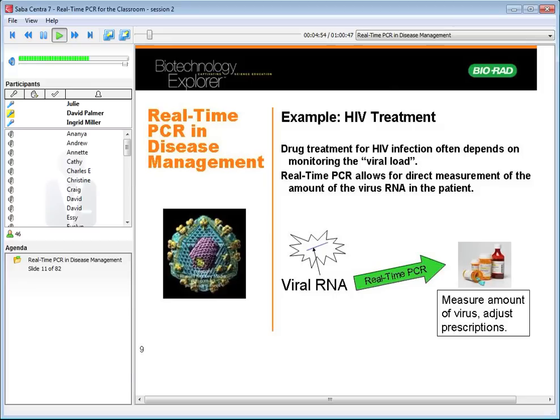Another use for real-time PCR is in disease management, and an example for that would be a typical HIV treatment. And in that example, what the physician would do would be to monitor the viral load or the amount of virus in a patient. And real-time PCR allows them to do that by looking directly for the amount of virus RNA in the blood. The real-time PCR will amplify the RNA and quantify it, and you'll be able to adjust prescriptions and disease treatment based on the amount of virus as determined by real-time PCR.